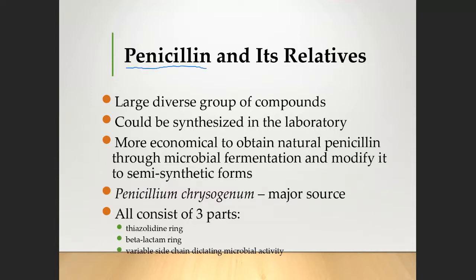And then after that, the drugs or antibiotics became more and more numerous. There are some natural products, and there are also some antibiotics produced in the pharmaceutical lab. This penicillin is actually produced naturally by fungi, of the species Penicillium chrysogenum. So this is the major source for natural penicillin.